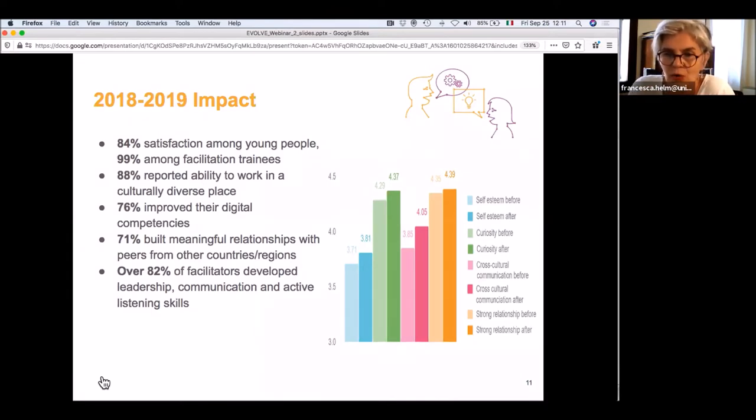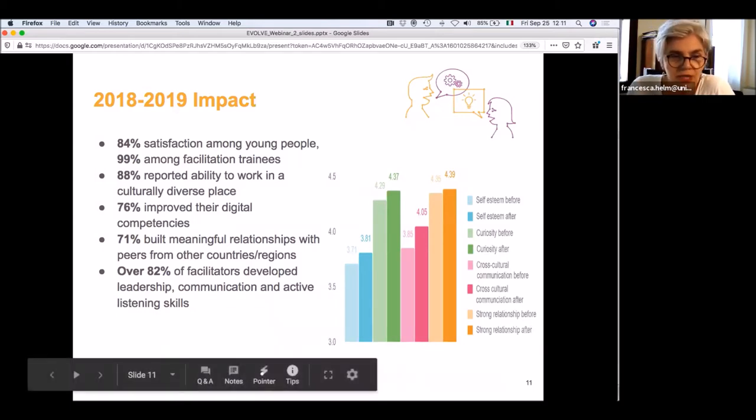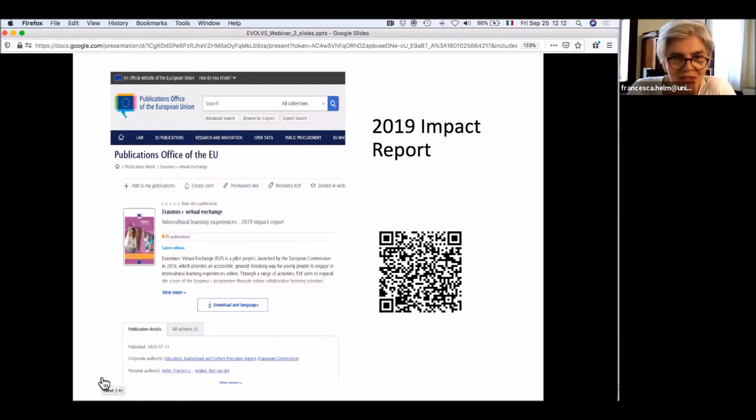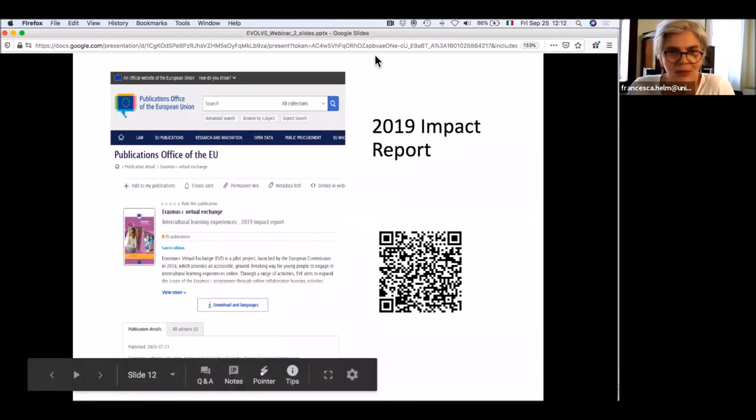These are the measures across all the four different models of virtual exchange that we were looking at. But you can read more about this in the impact report. So I won't bother you with the details. The Commission has finally published the 2019 impact report, and here we go into detail about the different models of virtual exchange. So now I would like to pass on to Diletta and Shadi, both of whom took part as students in the virtual exchange activities.